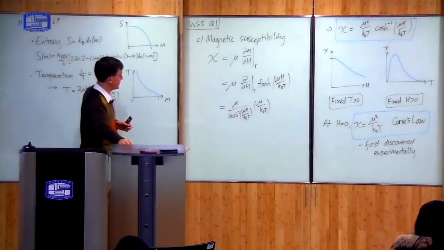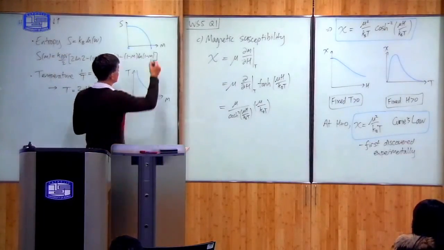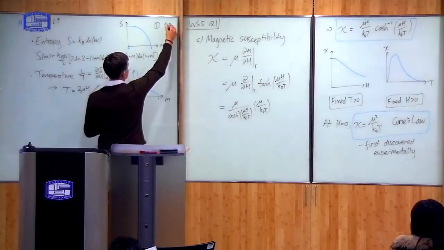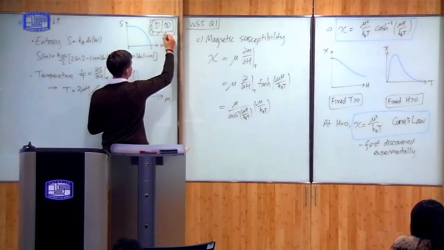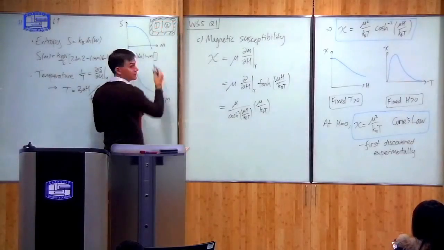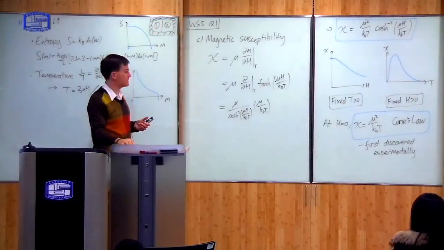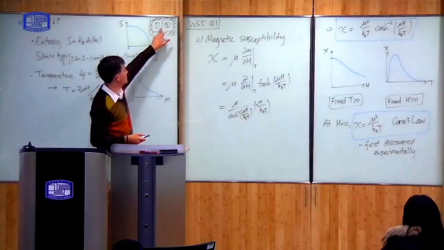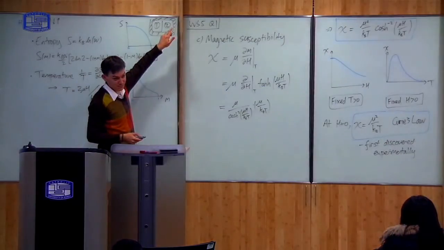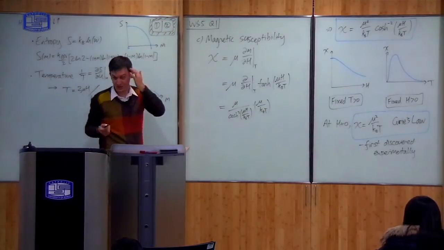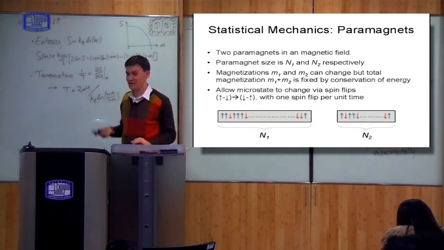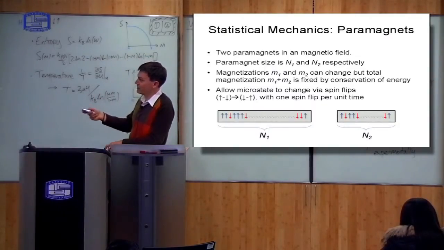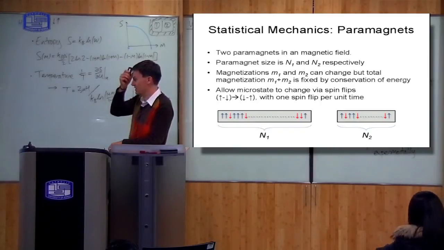You remember we talked about this last time, right? I take two systems and I join them together and then see how they interact. We can now consider a very simple example of this where both of these systems are paramagnets, and see how two paramagnets interact. So we have two paramagnets in a magnetic field. Their sizes are N1 and N2. I'll give these some numbers later.